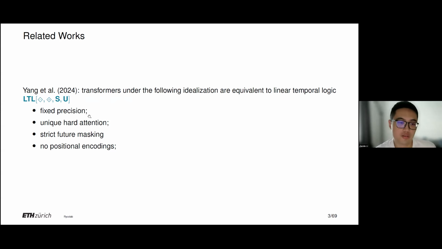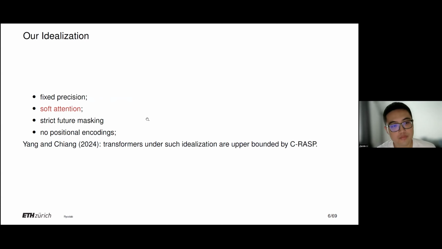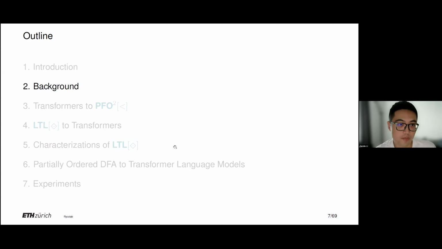We basically follow all the assumptions except the unique hard attention part, where we replace it with the more standard softmax attention. We should also mention that Yang and Chiang 2024 investigated pretty much the same idealization of transformers. They show such transformers are upper bounded by C-RASP, which is something they proposed in the paper, but they didn't come up with an exact characterization. So this is exactly what we're going to establish in this talk.